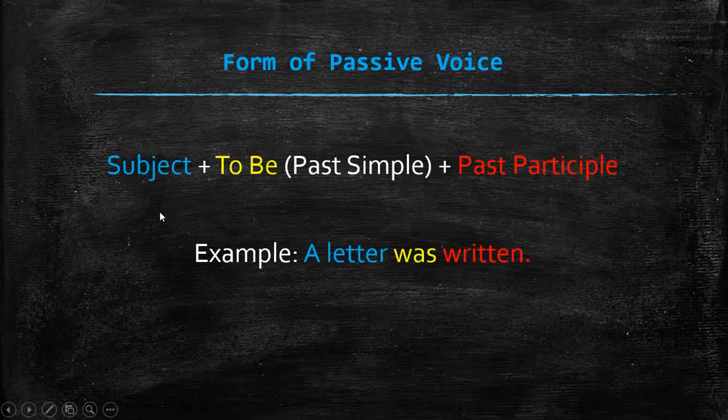Now, this is the structure of the passive voice, okay? The form of the passive voice. First, we have the subject, then the verb to be. If the active sentence is in past simple, I have to put the verb to be in past; if it's in present simple, I have to put the verb to be in present, and then the past participle. For example, a letter was written. Remember that the past participle is the third form of the verbs. We have present simple, past simple, and past participle.